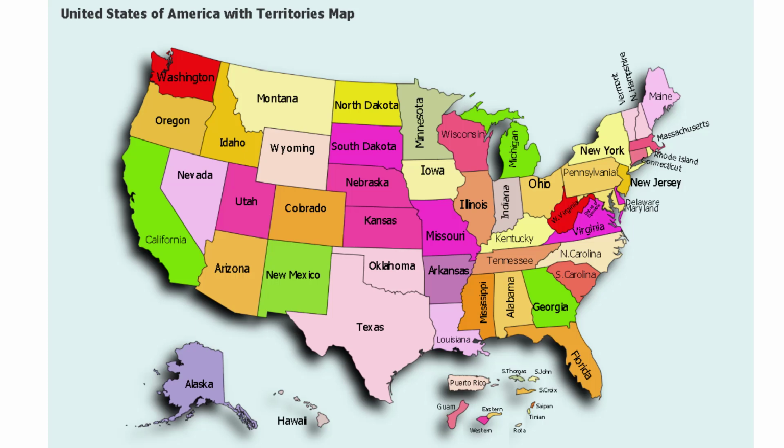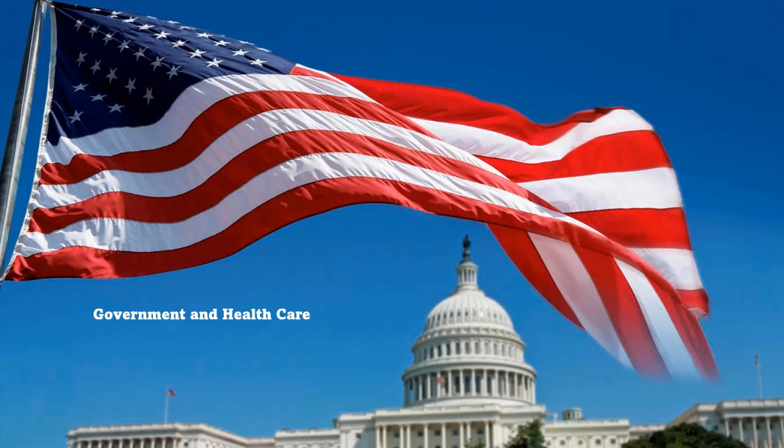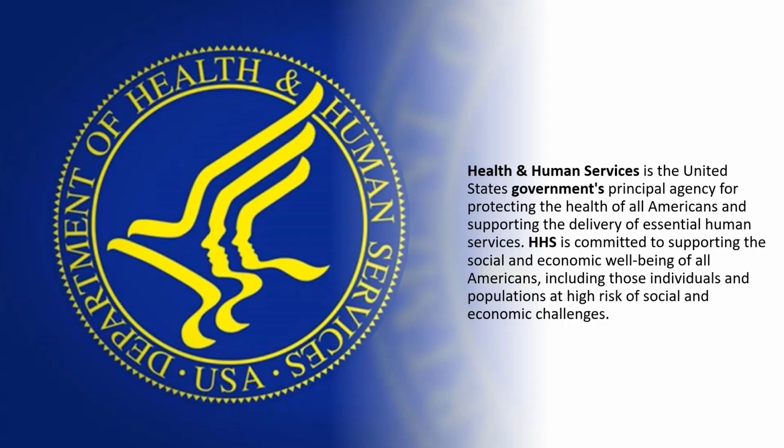In this portion of the presentation, we're going to look at the United States government and how they impact or try to provide health care for the population of the United States. We'll take a look in just a couple minutes about the differences in health care provided by the federal government and the state governments. In the federal government, Health and Human Services, HHS, is the United States government's principal agency for protecting the health of all Americans and supporting the delivery of essential human services. HHS is committed to supporting the social and economic well-being of all Americans, including those individuals and populations at high risk of social and economic challenges.